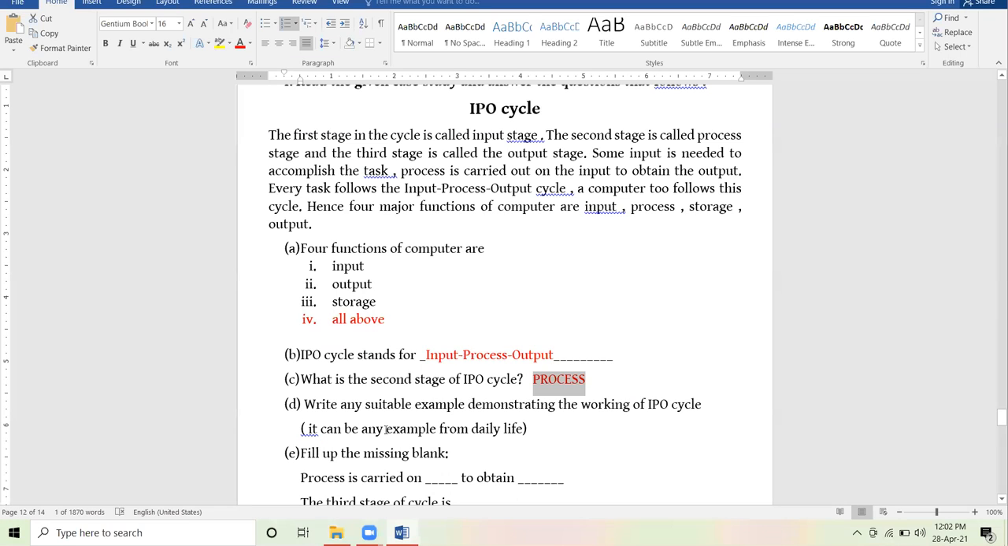It can be any example from daily life. Try to recall the first lecture when I discussed the IPO cycle. You have to quote one example from your daily life in which the concept of IPO is involved. We had learned to make something. I give one clue to you. Many of you might be knowing how to make Maggie. I took the name of Maggie and see the charm I can see on your face. Right now, lecture is going on. Don't think about Maggie.